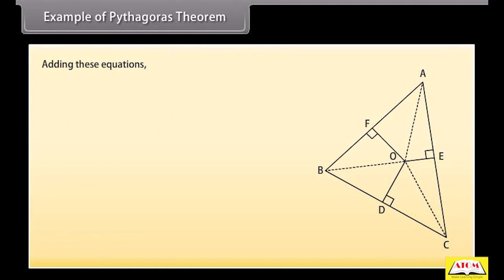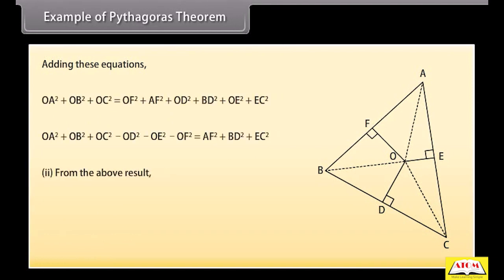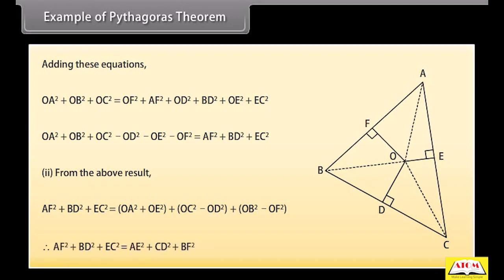Now, by adding these equations, we get the result. 2. From the above result, AF square plus BD square plus EC square equals OA square minus OE square plus OC square minus OD square plus OB square minus OF square. Therefore, AF square plus BD square plus CE square is equal to AE square plus CD square plus BF square.